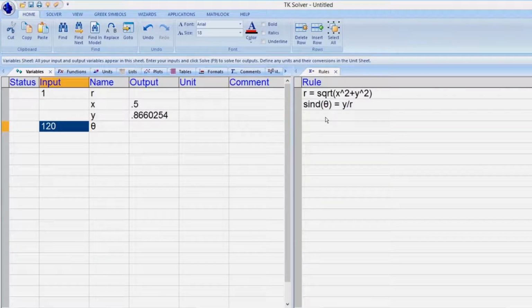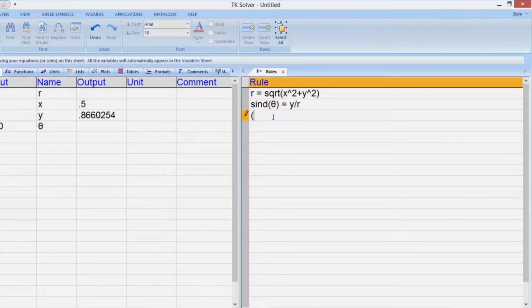TK Solver features a family of functions for working with polar coordinates. ptord converts from polar to rectangular coordinates.